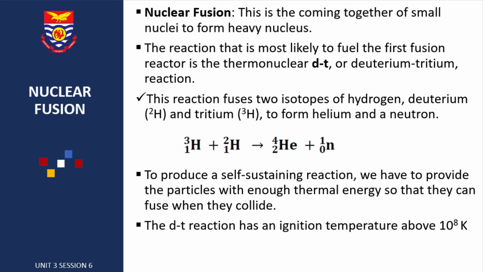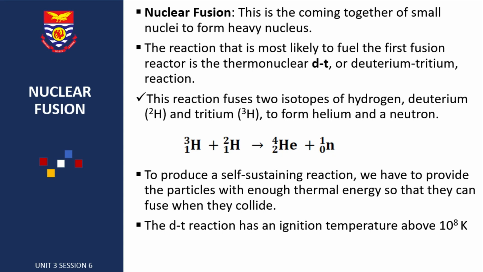Let us now look at nuclear fusion reactions. Nuclear fusion reactions refer to the coming together of smaller atomic nuclei to form a heavier nucleus. A typical example of this is the coming together of deuterium and tritium to form the helium atom. And when these nuclei are formed as a result of fusion of smaller nuclei, it leads to the emission of neutrons.